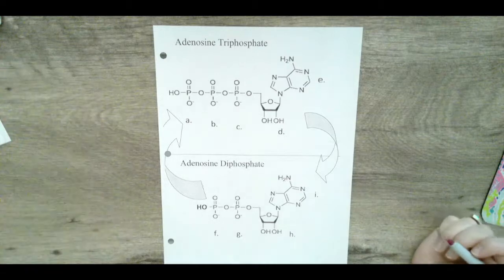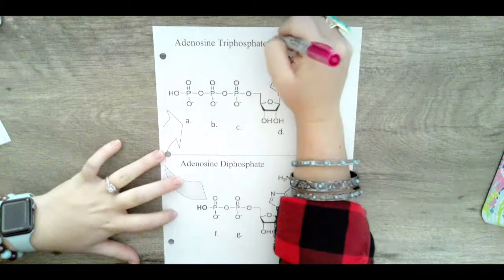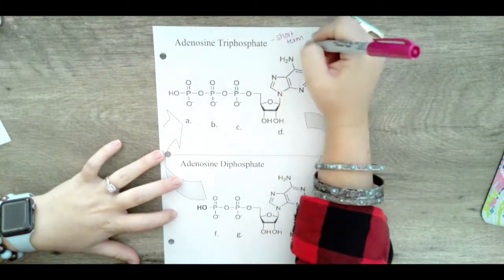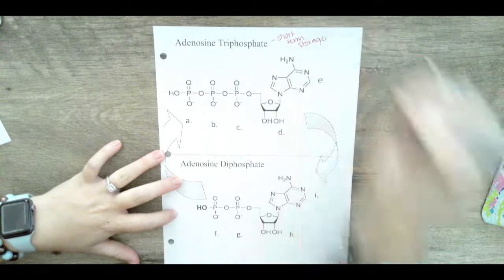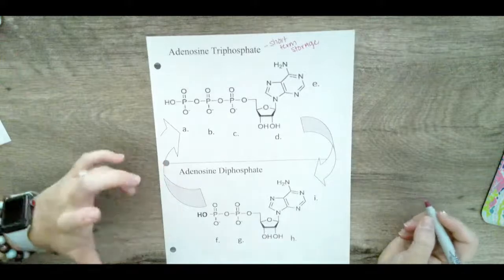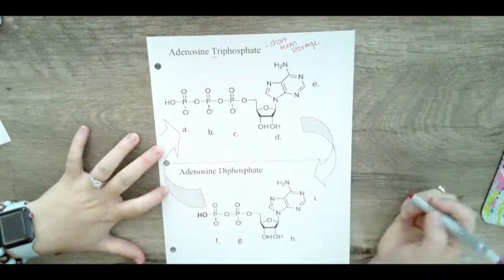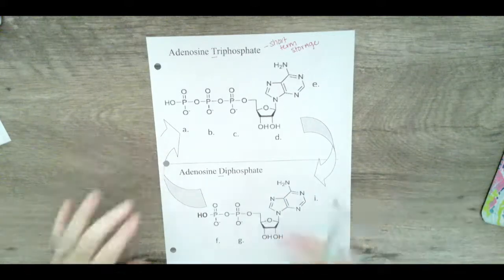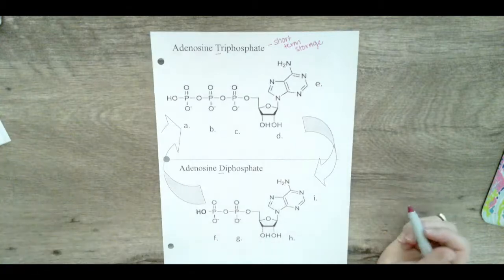It is a form of short-term energy storage. Short-term because it's always being recycled between ATP and ADP. So this is what a molecule of ATP looks like, and there are a couple of things that we need to focus on here.